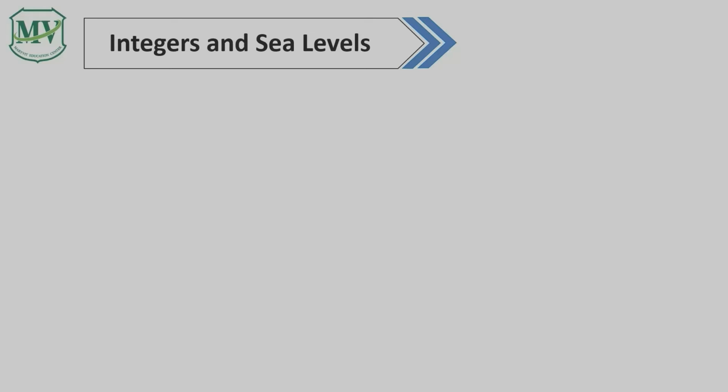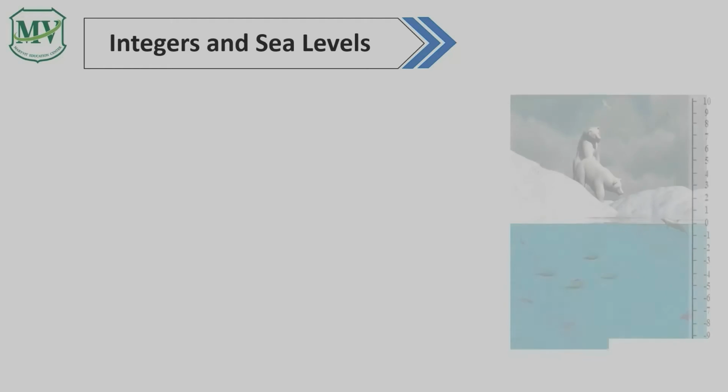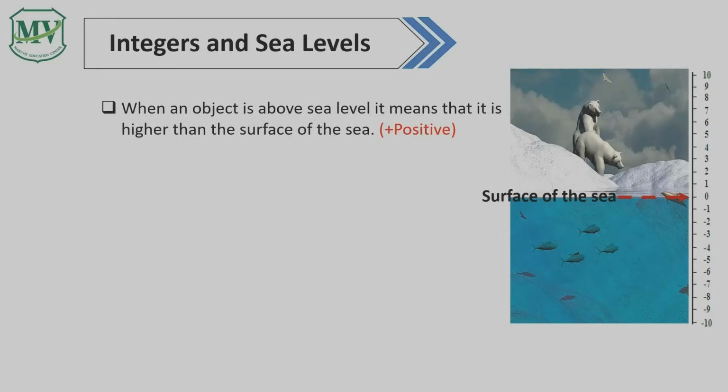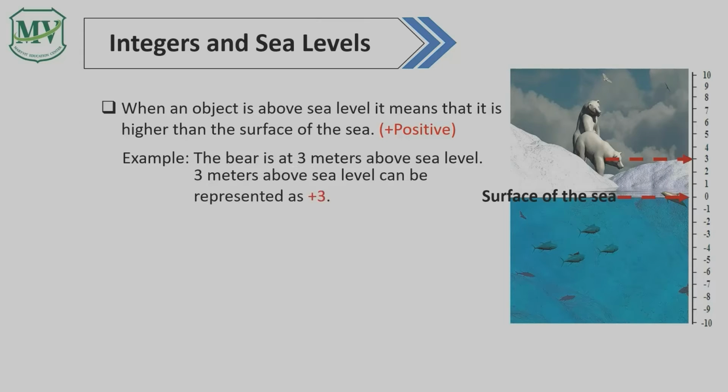Integers and sea levels. The surface of the sea is represented as 0 in the number line. When an object is above sea level, it means that it is higher than the surface of the sea, at which its level could be represented as a positive number. Example: the bear is at 3 meters above sea level. 3 meters above sea level can be represented as positive 3.